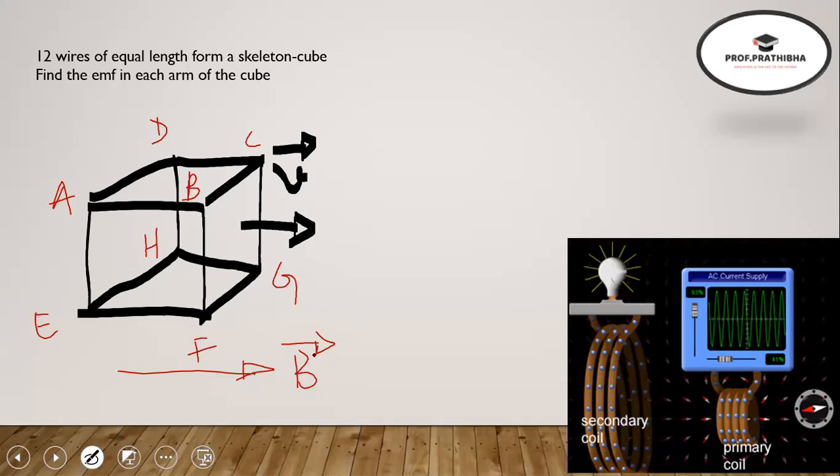I want every concept, every kind of question to be very clear. So I have this cube which is moving towards the right. I have the magnetic field. So will there be any kind of EMF induced in this cube? Yes, Aryan, correct. Tripti, correct. Nandini, correct.